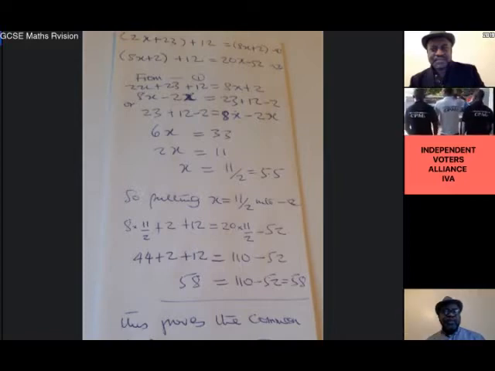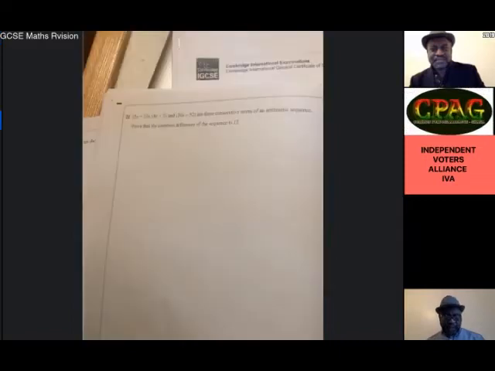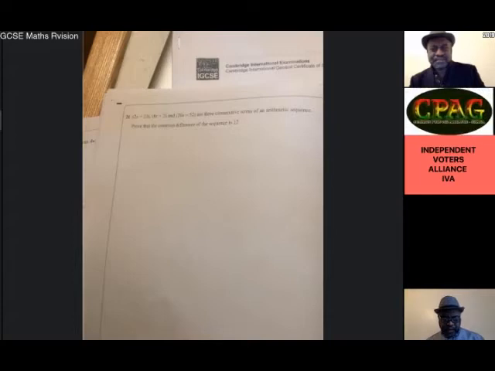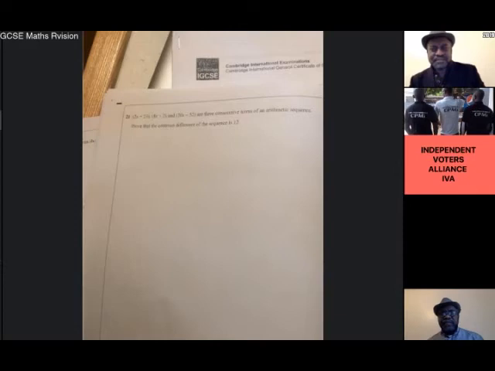We do the sequence first, and this is what the question says. Well, it says that there are three consecutive terms of an arithmetic sequence. Those terms have been given as consecutive, so it means that they follow one after the other. They come one after the other.